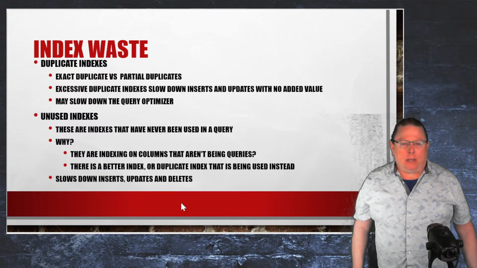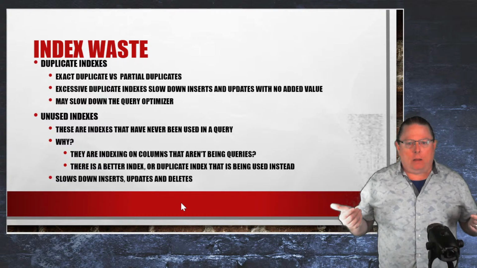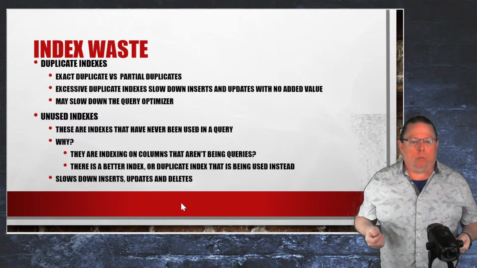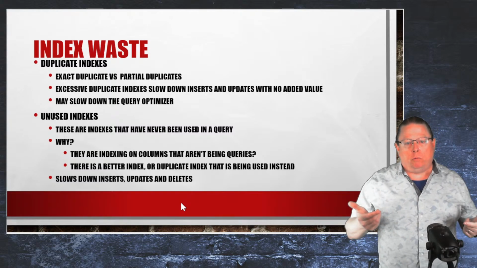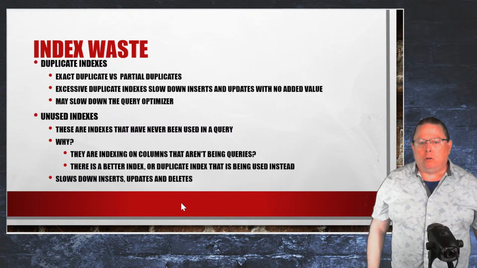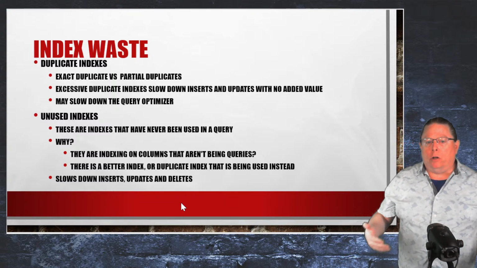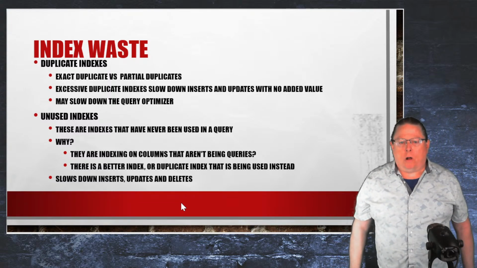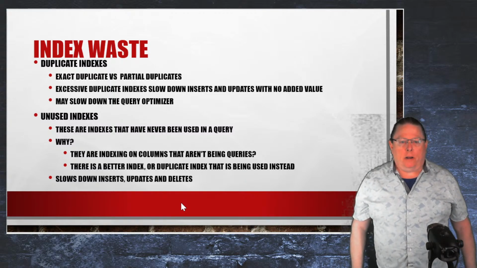An exact duplicate means that if the index has 5 columns in it and its duplicate also has 5 columns, then they're an exact duplicate. A partial duplicate is where one index has 5 columns and the other index has the first 3 columns, that's considered a partial duplicate, because that other index could help or could do the same thing. The bigger index could do it all, but maybe not always as fast as a smaller index could.